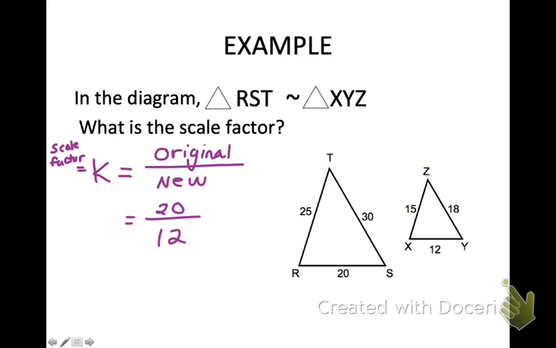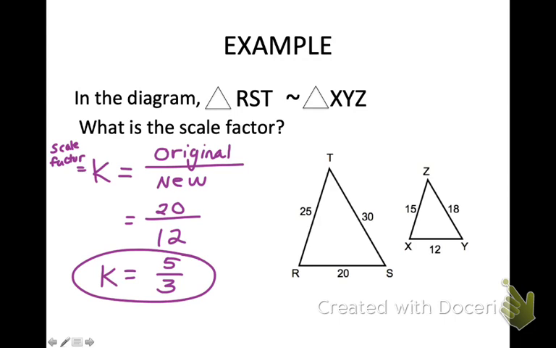Can we reduce that? That would be, take out 4, so 5 over 3, right? So my scale factor would be 5 to 3. So for every 5 units, it's scaling down to 3 over here. Okay? So if you're asked to write a scale factor, you're just making a ratio of original over new.